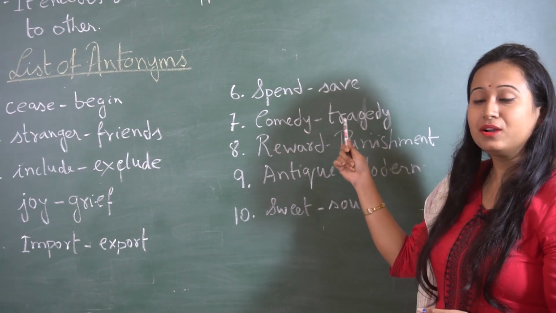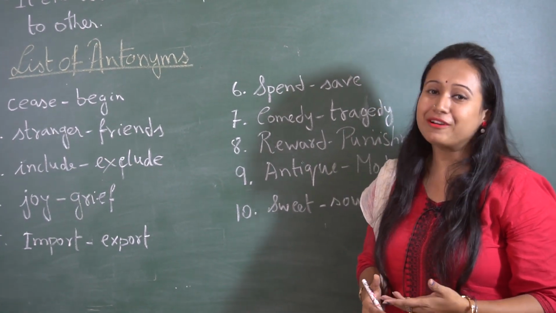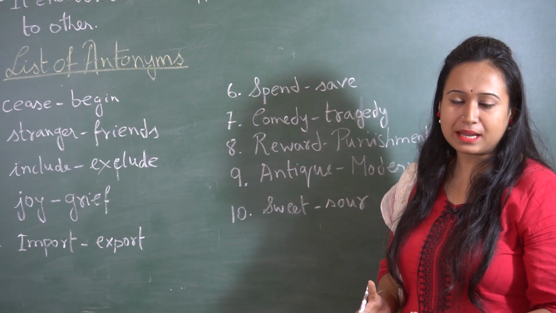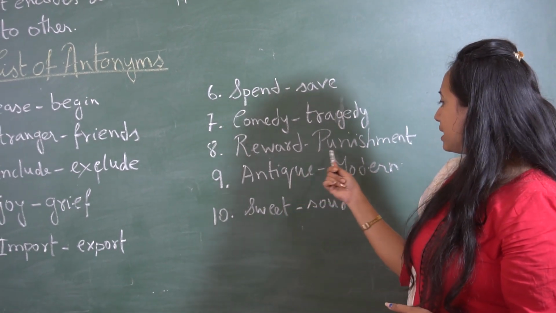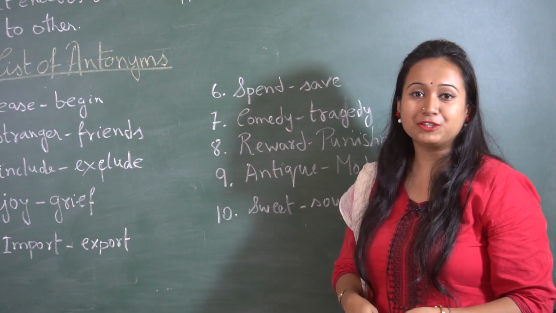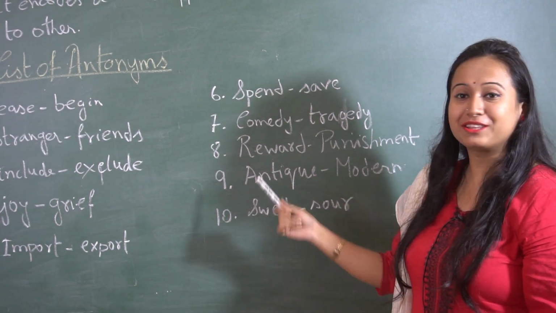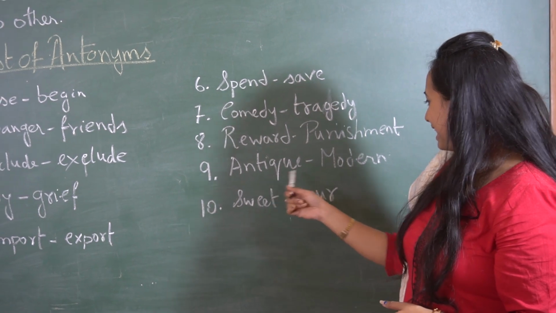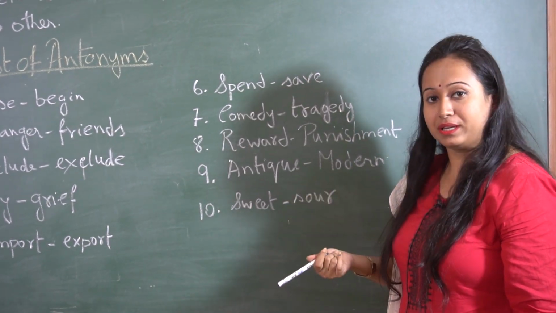Comedy, tragedy. What is a comedy? Comedy is something which is making you laugh or a very funny scene. Tragedy is something, a very sad news. For example, the death of someone is referred to as a tragedy. Reward and punishment. We always know that the system of reward and punishment should be there for students. The ones who are naughty, they should be punished, and the ones who are serious, decent enough, they should be rewarded. Antique and modern. Antique are those old stuffs, and modern is the new things.